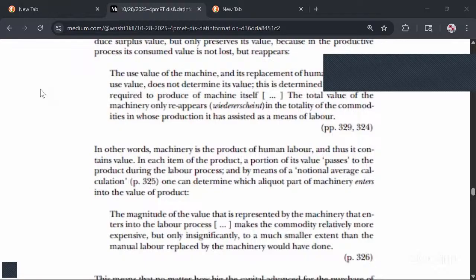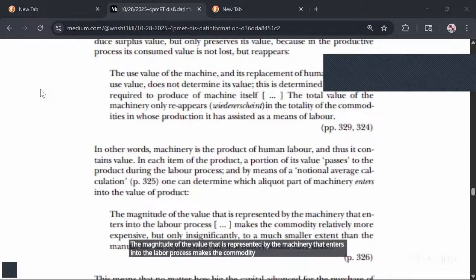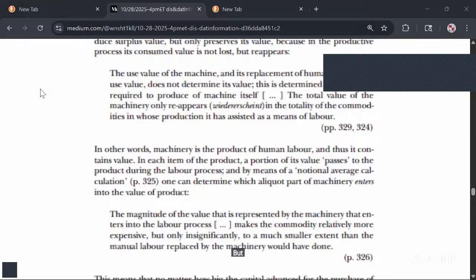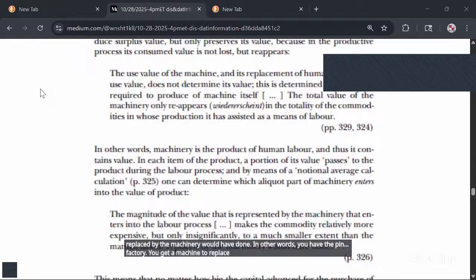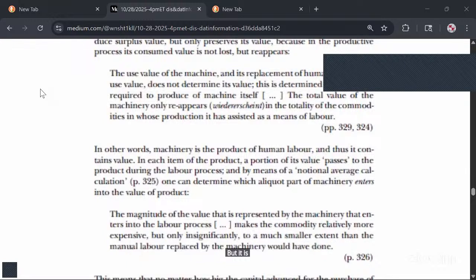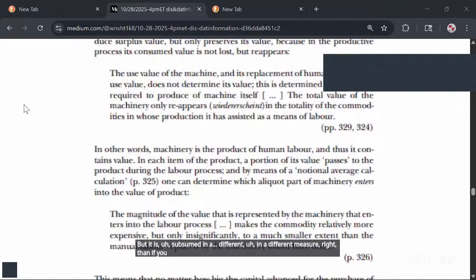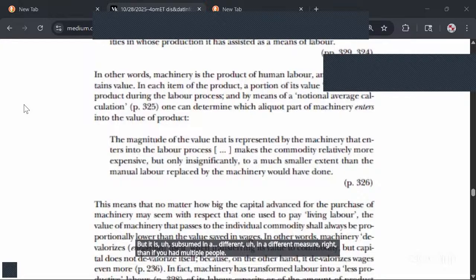And amortization, I suppose. The magnitude of the value that is represented by the machinery that enters into the labor process makes the commodity relatively more expensive, but only insignificantly, to a much smaller extent than the manual labor replaced by the machinery would have done. In other words, you have the pin factory, you get a machine to replace each stage in the process. The same thing is being subsumed, right? But it is subsumed in a different measure, right? Than if you had multiple people operating multiple machines. If you got one machine like a robot to do all of those things.